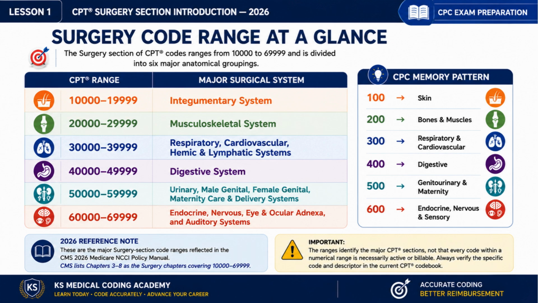For CPC preparation, remember the simple pattern: 100, skin; 200, bones and muscles; 300, respiratory and cardiovascular; 400, digestive; 500, genitourinary and maternity; 600, endocrine, nervous, and sensory systems. Remember, these are major code ranges, not a statement that every number within the range is an active or billable code. Always verify the specific CPT code and descriptor in the current codebook.